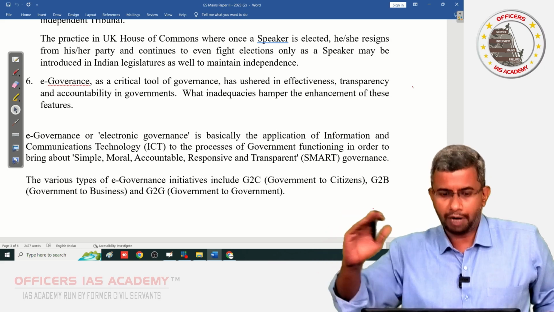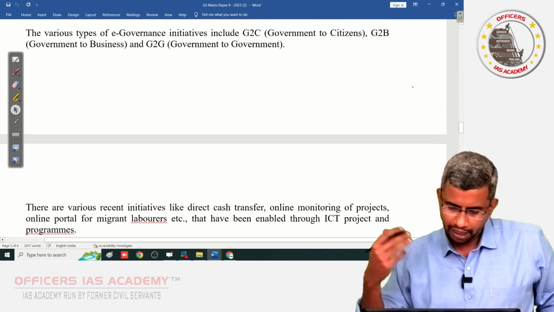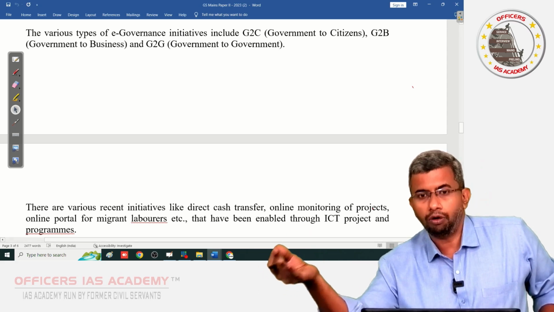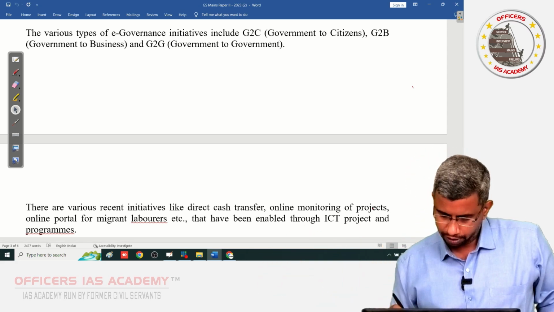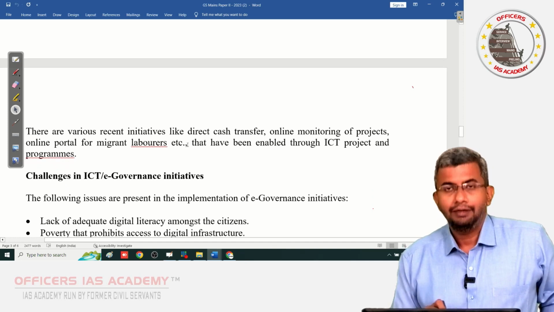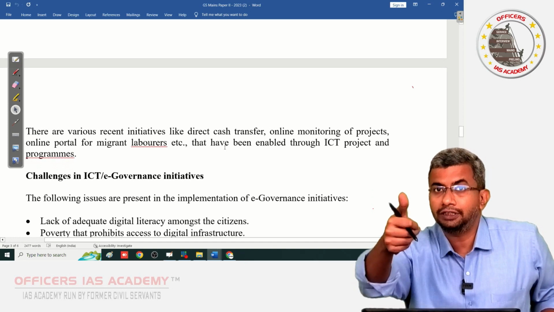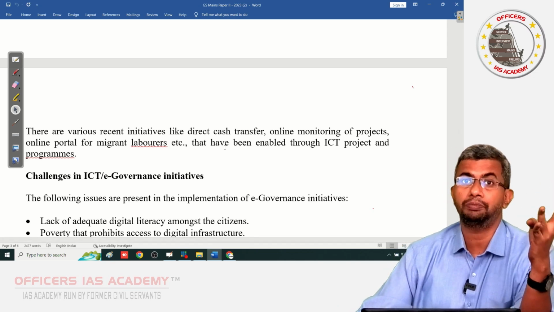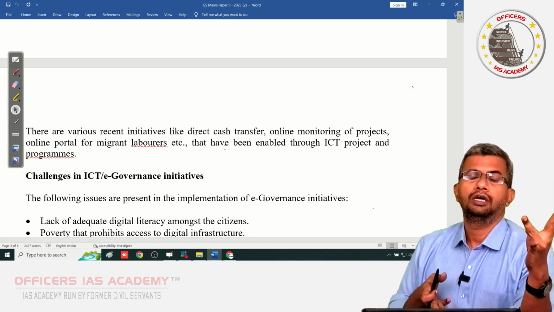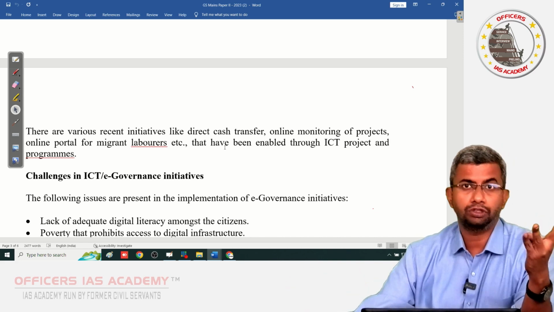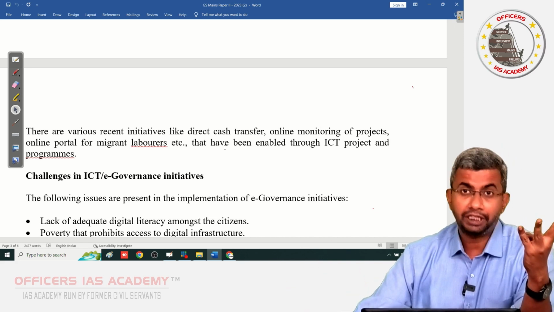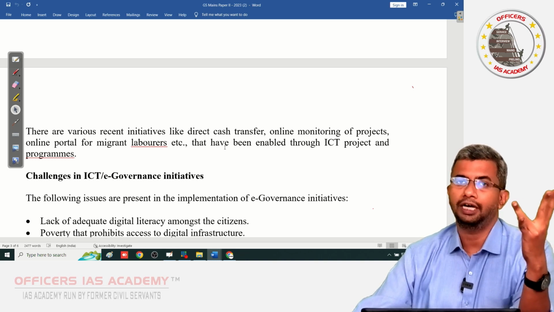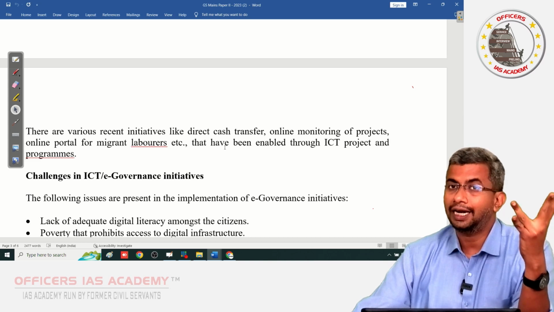So e-governance is for smart governance, with various initiatives: G2C, government to citizens; G2B, government to business; G2G, government to government. And this has brought about transparency and accountability. Recent initiatives: direct cash transfer, a lot of subsidies, PM Kisan Yojana. You can even quote those schemes if you want. PM Kisan Yojana, direct LPG subsidy, old age pension and other pension schemes. All these are directly transferred as cash.